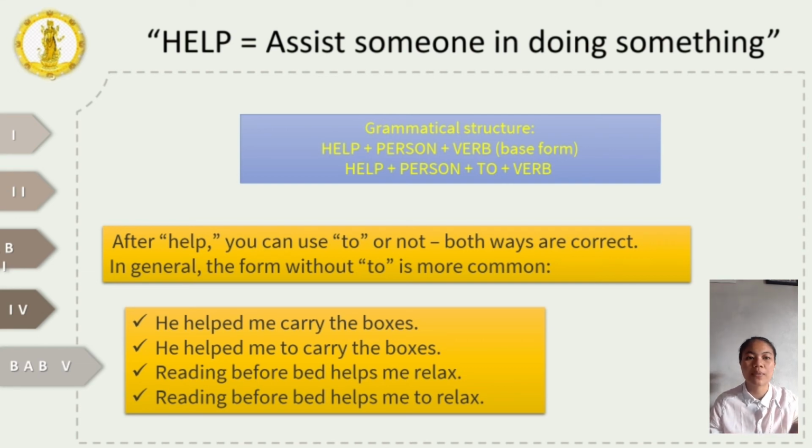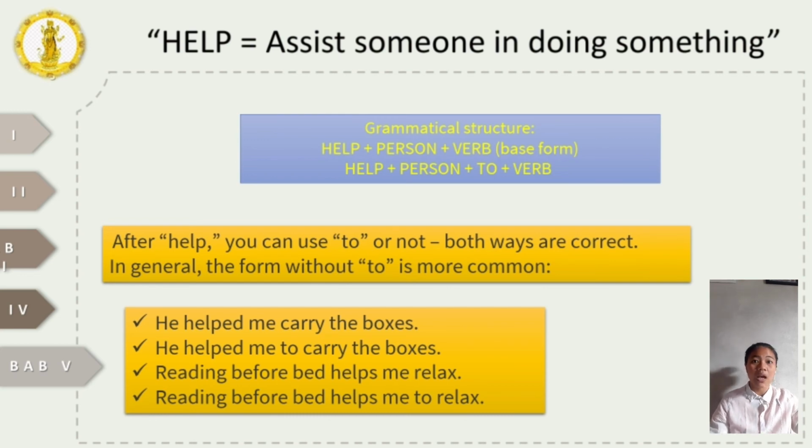For example, the first one: he helped me carry the boxes. He helped me to carry the boxes. You can see the different examples. The first one is without the to, and the second one is with the to. He helped me carry the boxes. He helped me to carry the boxes. You can see the difference, right? And then another example is: reading before bed helps me relax. Reading before bed helps me to relax. You can see the difference, right?